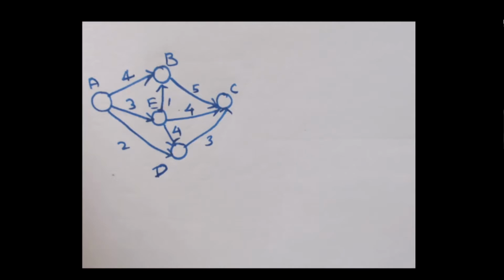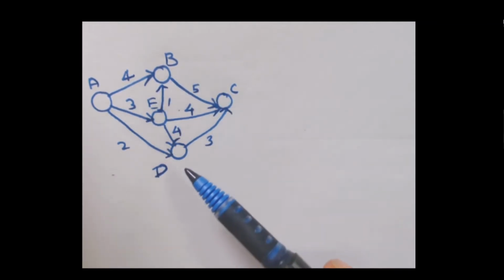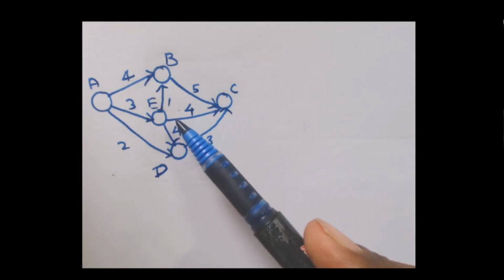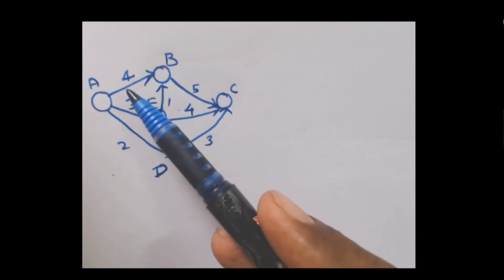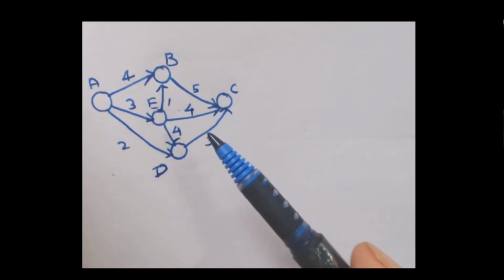We have already seen Dijkstra's algorithm. Now we will try to solve the graph problem for finding a minimum spanning tree using Dijkstra's algorithm. So this is a graph provided here. We have A, B, C, D and E as the vertices, and A, B with the weight 4, B, C with the weight 5 are the edges.